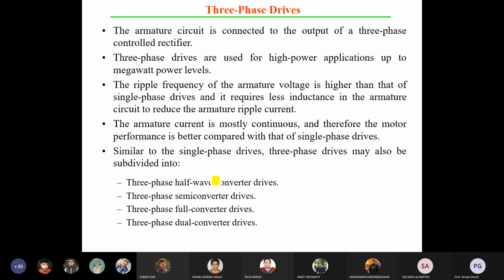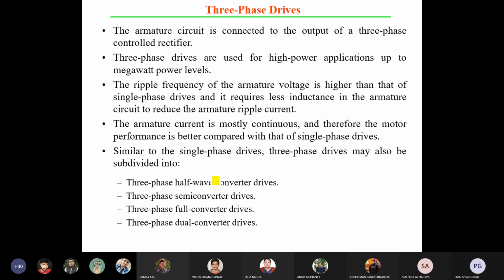The same configurations are also possible for the three phase drive. Half wave configuration is possible, and the semi converter is also possible, as well as the full wave converter and dual converter, so everything is possible like your single phase configuration. But the configuration is quite complicated compared to the single phase. In this manner, if you compare them, connecting the smoothing reactor is sometimes beneficial for designing some complicated drives.